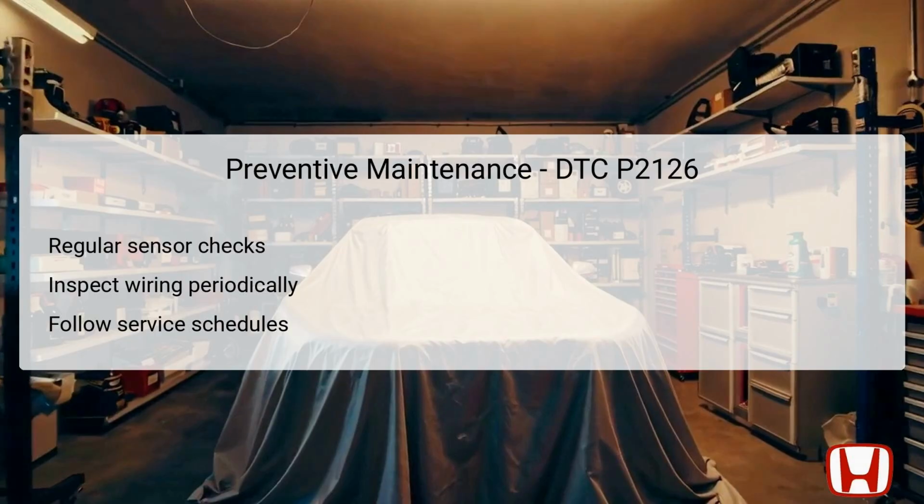Preventive maintenance actions can go a long way in avoiding DTC P2126 in the future. Regular checks of the APP sensor should be scheduled to ensure accurate readings over time. Additionally, periodic inspection of the wiring and connectors associated with the accelerator pedal position sensor can help spot potential issues before they escalate into significant problems.